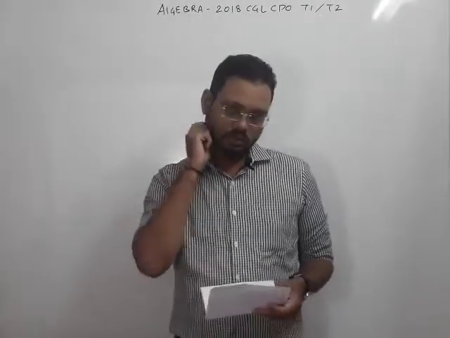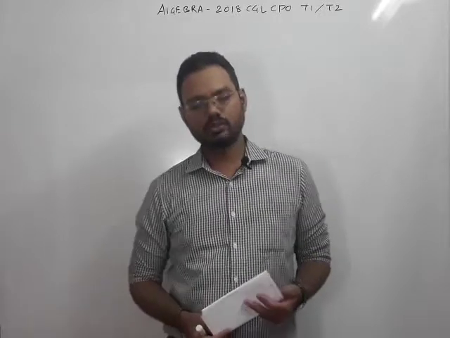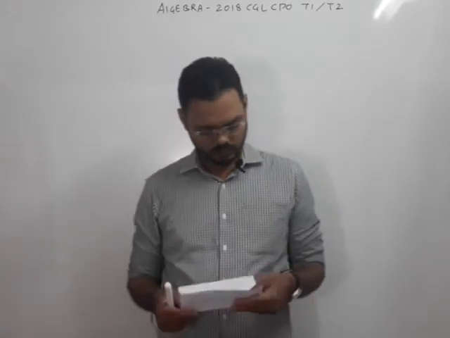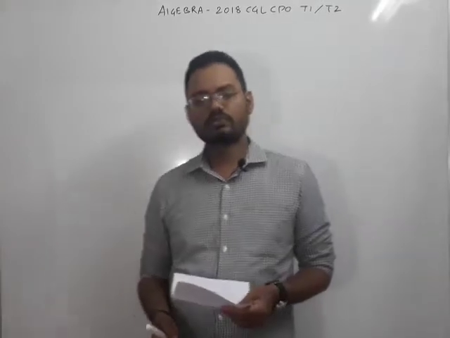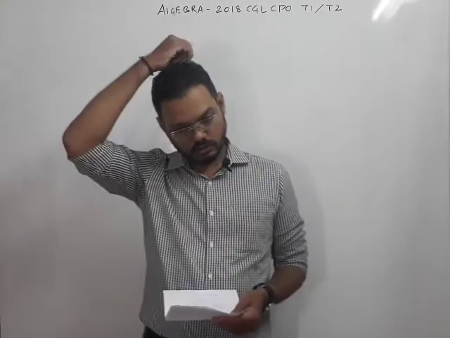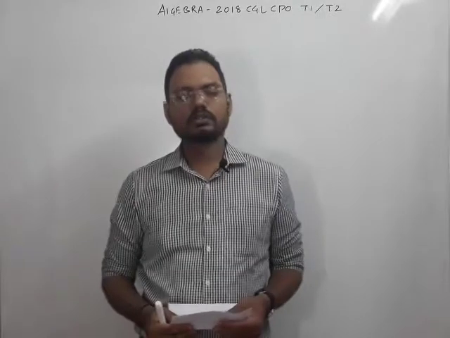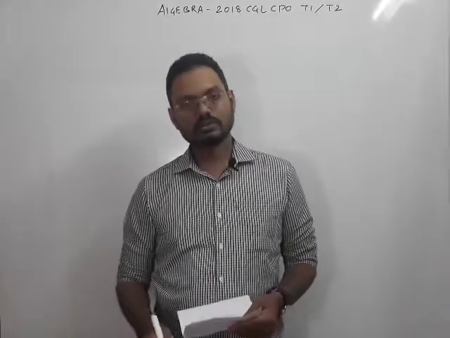So we stopped somewhere. We started with Algebra 2018 CGL questions. We have done two sets, around 20 questions are done. So now we'll continue further, and this will be the last part, which will have 98% of the questions which are asked. And these are 2018 CGL Tier 1, Tier 2 plus any questions which are asked in CPO. CPO was conducted after CGL 2018. So it's all on the similar trend.